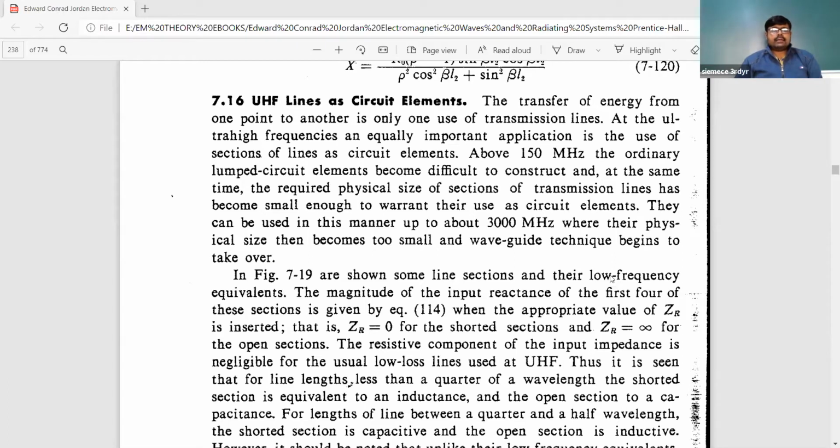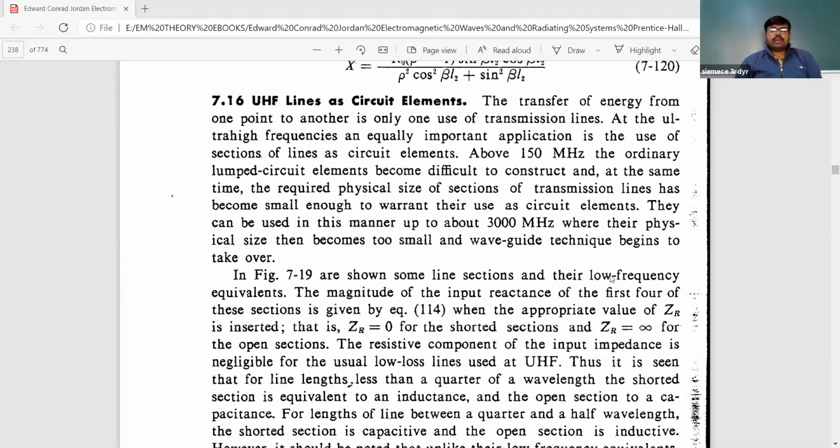At ultra high frequencies, that means UHF, these parameters are used in many high frequency applications, such as microwave, satellite, and radar engineering. These are all associated with high frequency allocations. Along with ultra high frequencies, an equally important application is the use of sections of line as circuit elements.